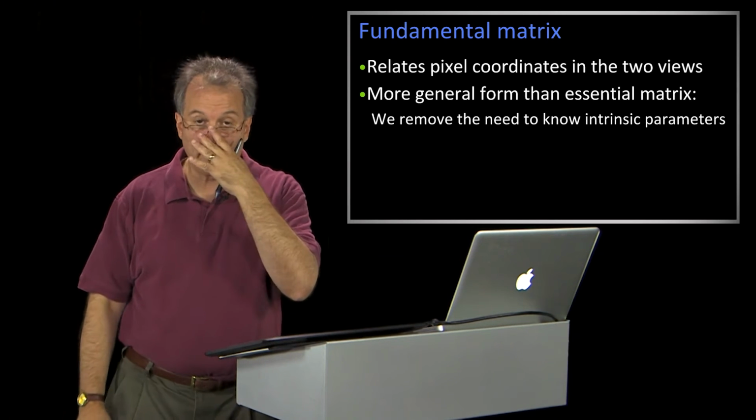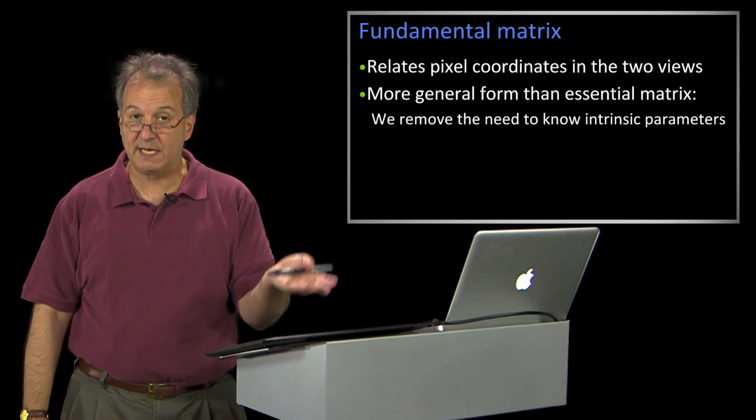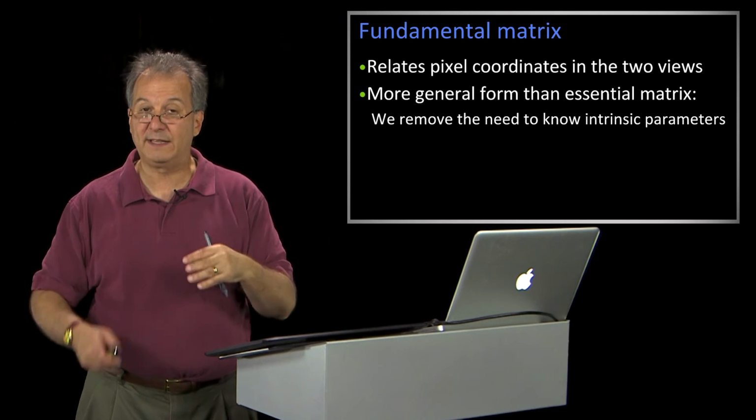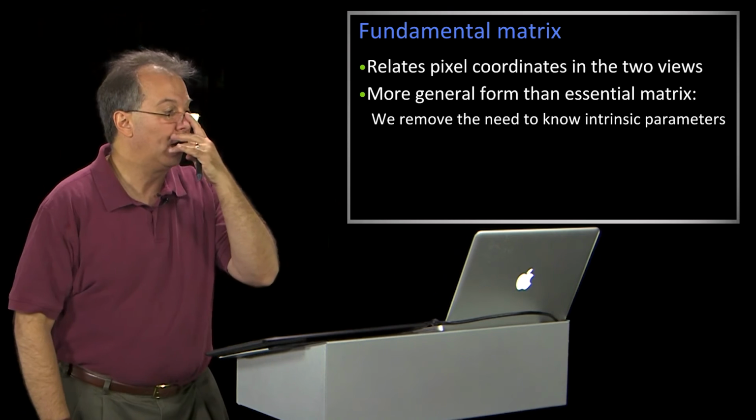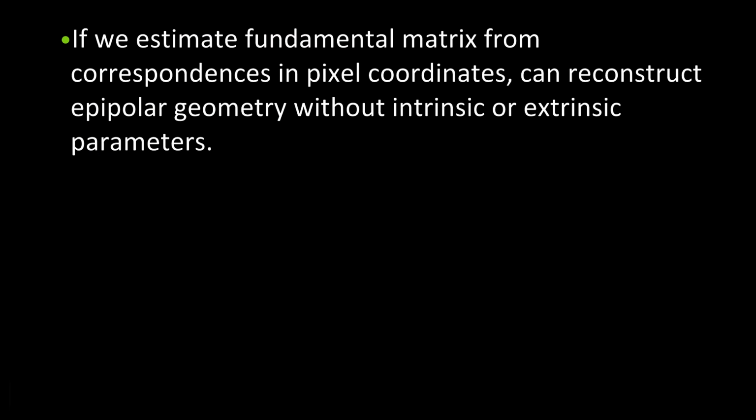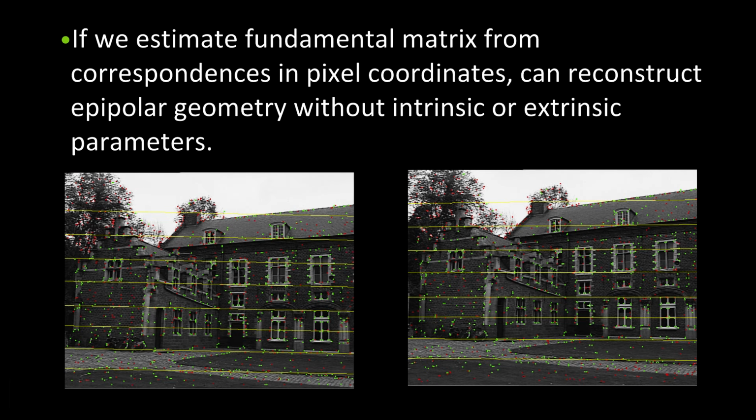But if I have two arbitrary cameras that aren't even necessarily the same, the fundamental matrix allows me to relate them without worrying about the intrinsics or the extrinsics. So the bottom line is, if we estimate the fundamental matrix from the correspondences, then we can reconstruct our epipolar geometry without having to worry at all about the intrinsics or extrinsics of the camera. And that's what's done here.